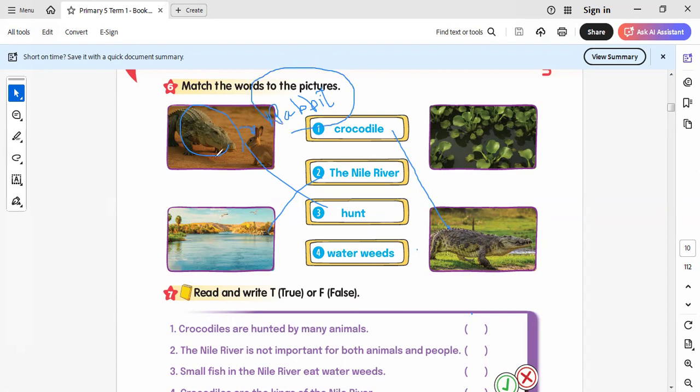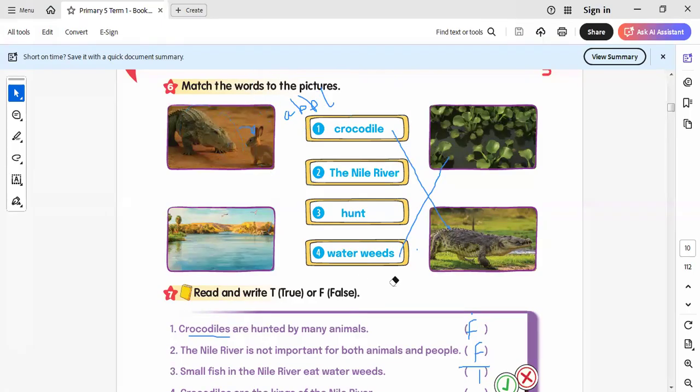Here we have the rabbit and the crocodile, and the crocodile wants to hunt the rabbit to eat it. Okay, let's go to another one. Here is water weeds. Which water weeds? This one. Here we say crocodiles are hunted by many animals. No, it's false. Why? Because they are the kings of the river Nile. The Nile River is not important for both animals. Here it will be false because it's important, because it helps us to survive. Small fish in the Nile eat water weeds. Yes, it will be true.